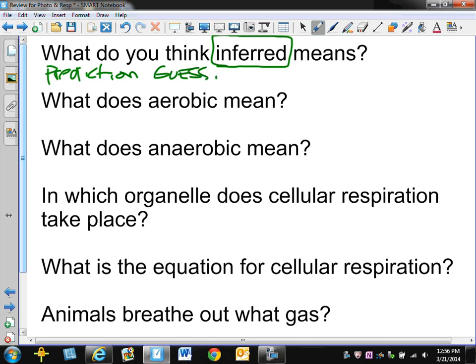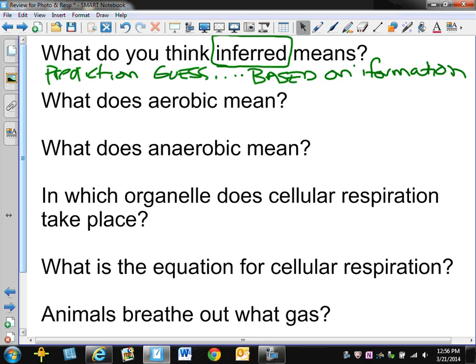Okay? But it's based on what? Based on information. That's the big part. So it's based on information. Now, I couldn't say I infer that Leandra's the only girl in here, because that's just simply a fact. But I could infer that there's 1, 2, 3, 4, 5, 6, 7 people in here.